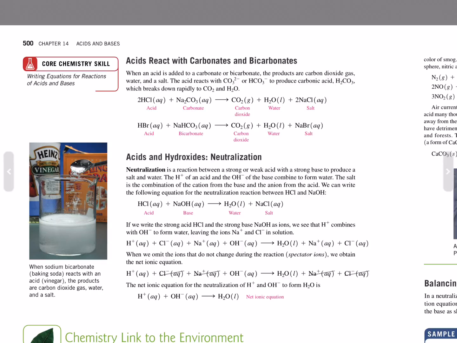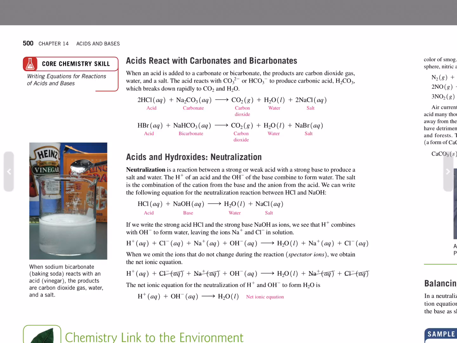Acids and hydroxides. Neutralization. Neutralization is a reaction between a strong or weak acid with a strong base to produce salt and water. The proton of an acid and the hydroxide of a base combine to form water. The salt is the combination of the cation from the base and the anion from the acid.